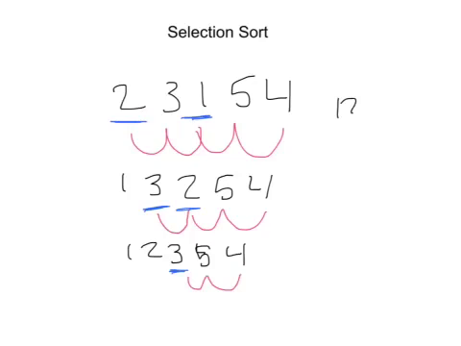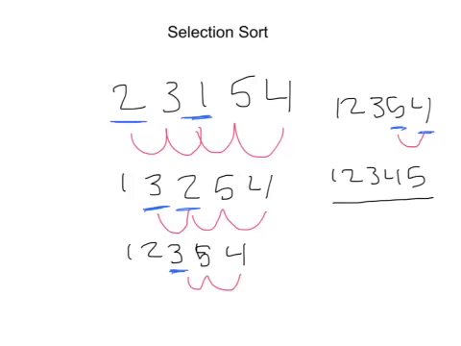So now 5 is considered the lowest. It searches and finds a lower one and replaces the 2, until eventually all the numbers line up in ascending order.